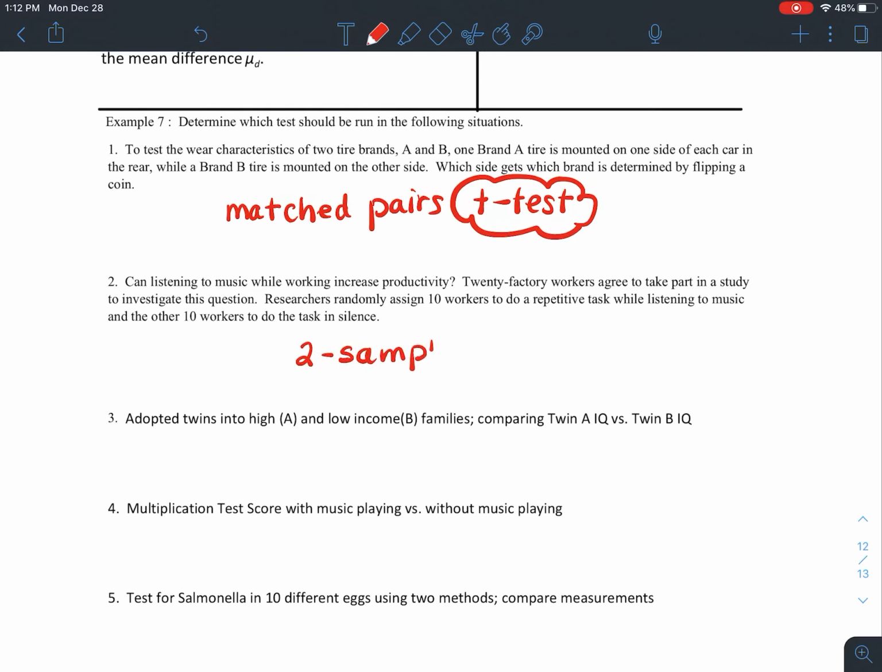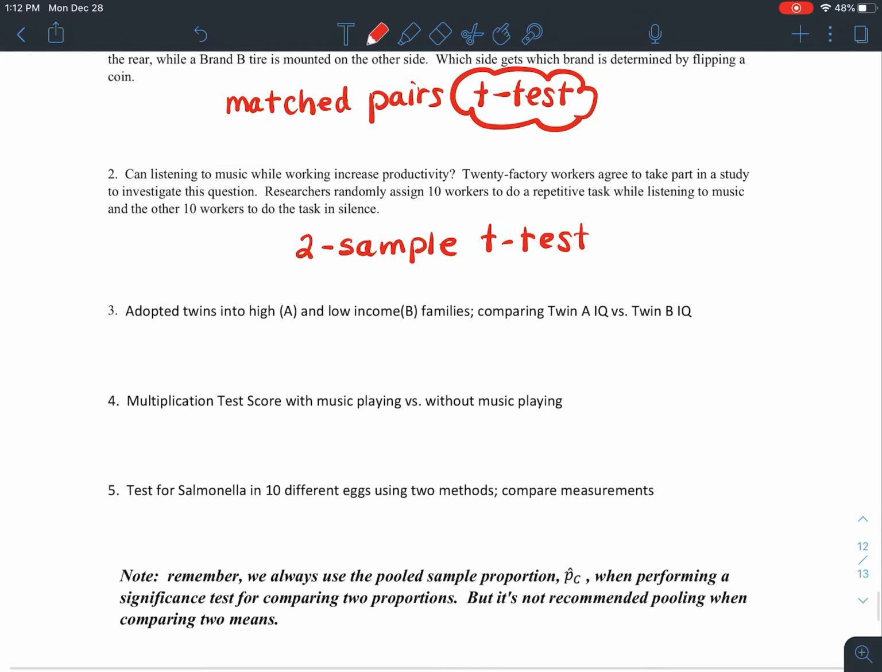We're going to classify this as a two-sample t-test. Okay, and it is called a two-sample t-test on the calculator. Okay, let's look at example 3.